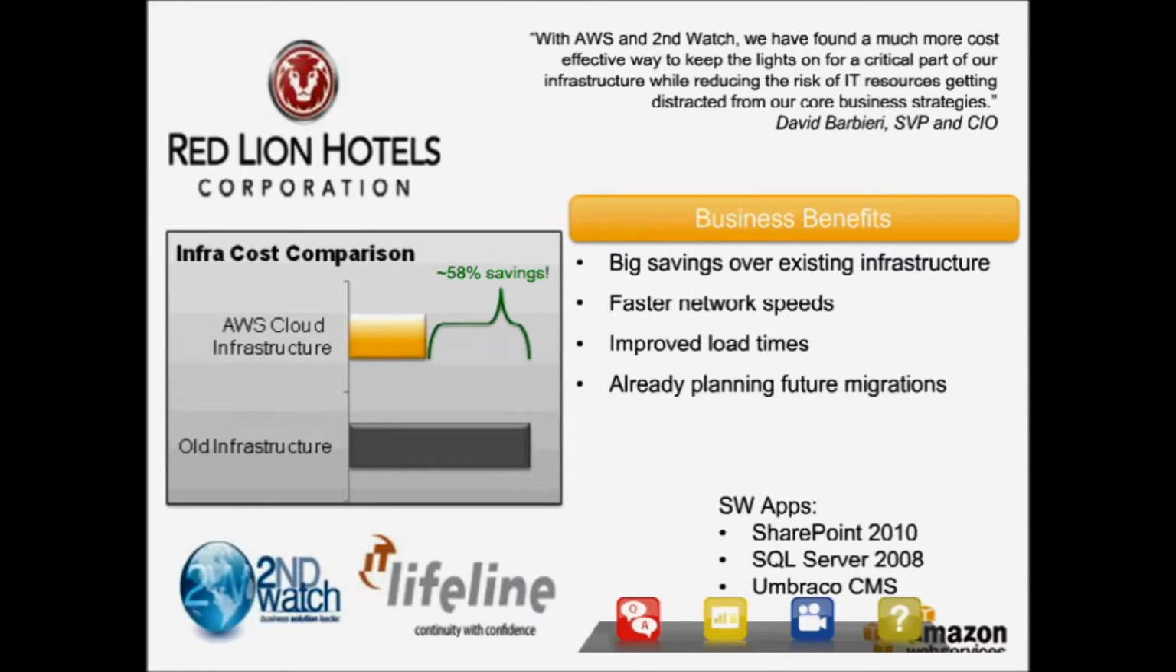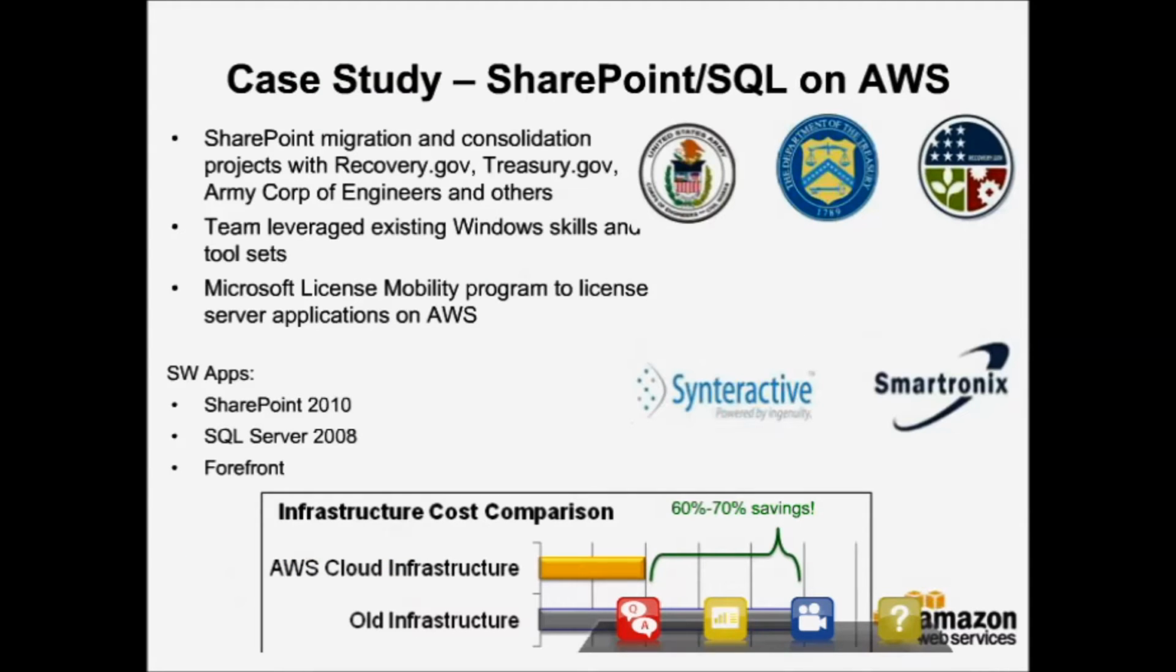Another great example, SharePoint and SQL on AWS powers recovery.gov and treasury.gov and indeed many, many different primary sites for some of the three-letter agencies from the U.S. federal government. We worked together with folks from Interactive Smartronics and saw the same kind of 60 to 70% savings in these deployments, as well as quicker time to market.